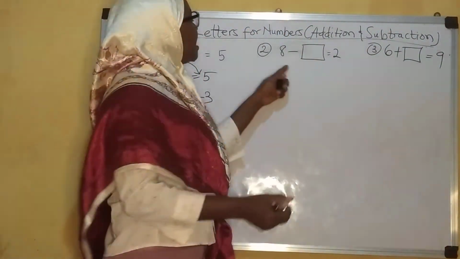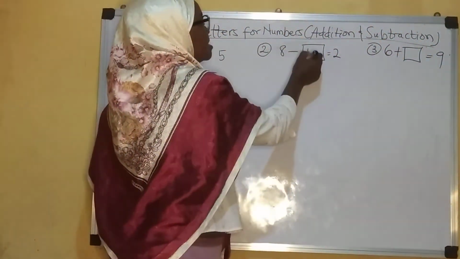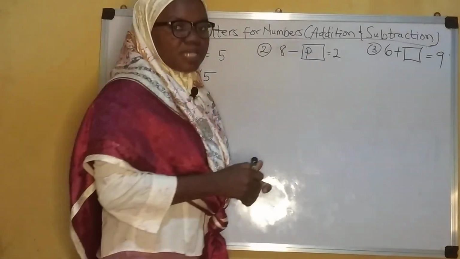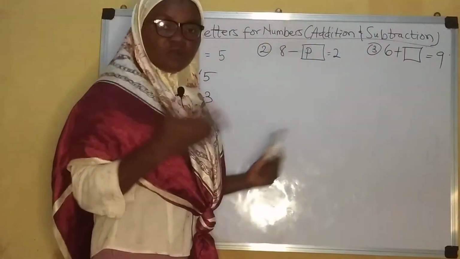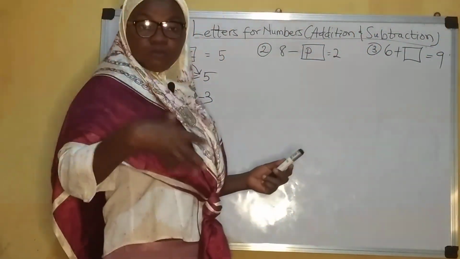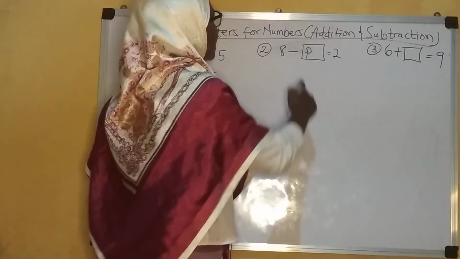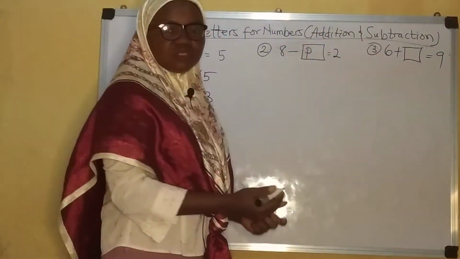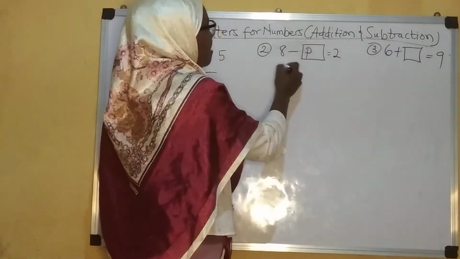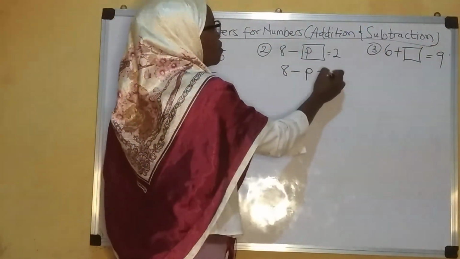Now I have 8 minus dash. I could as well say this is what? P. You can use any letters that you're comfortable with to represent an unknown value. Do you understand? All right. I'm representing my unknown value here with what? Letter P. So that means I have 8 minus P equals to what?